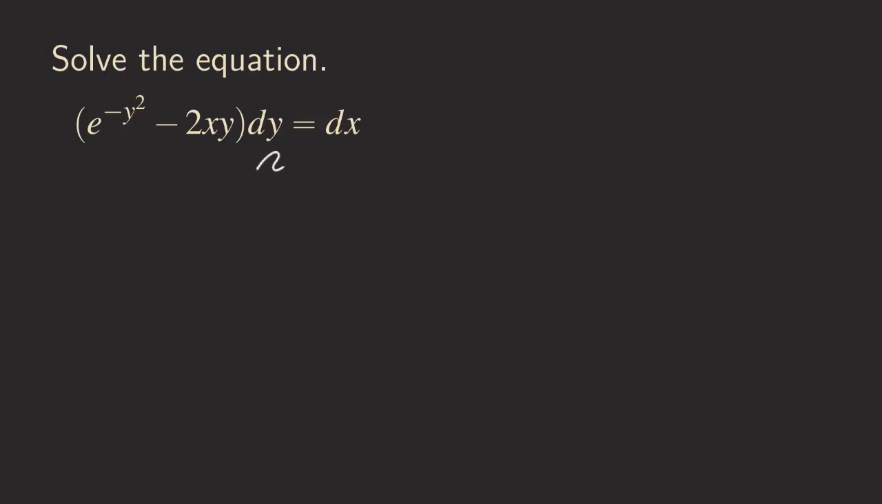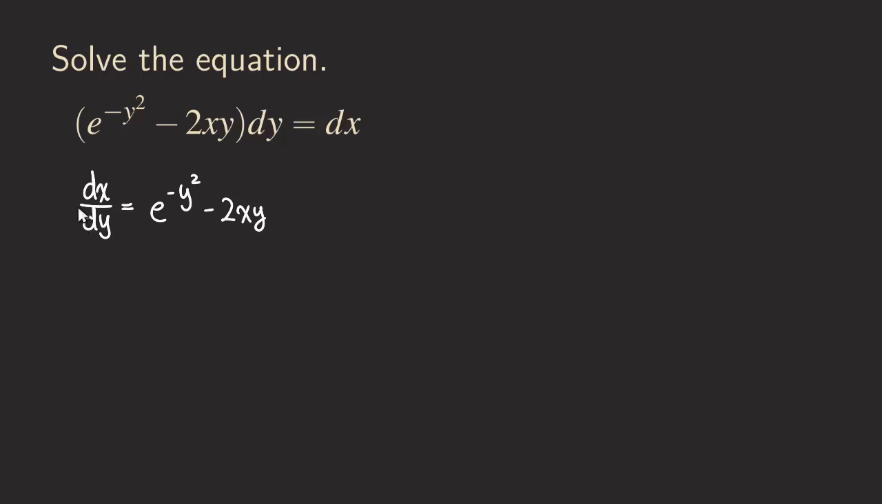So we are going to divide both sides by dy, and then we are going to get the equation dx over dy. Then we are going to have this stuff on the other side of the equation because we're dividing both sides by the dy. So we are going to get e to the negative y squared minus 2xy. So that's the equation. So we isolated the dx over dy.